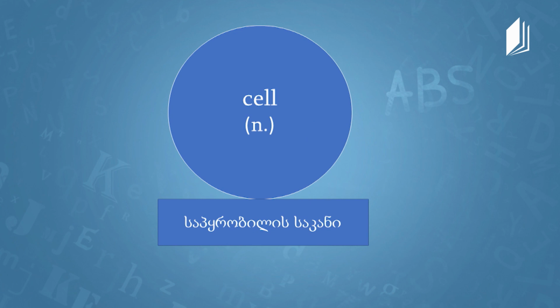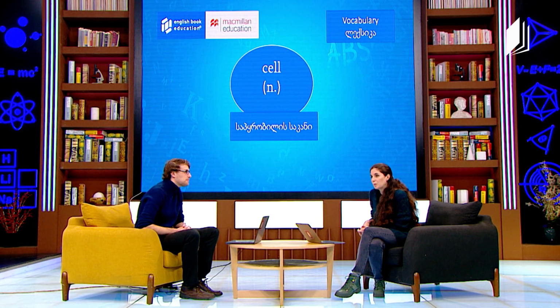And now our second word is cell. And it is, in a prison, where the prisoners stay, in their little rooms. Cell in Georgian means sabqrobilis sakani.